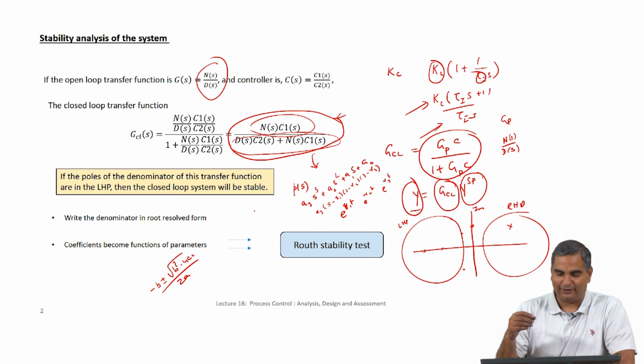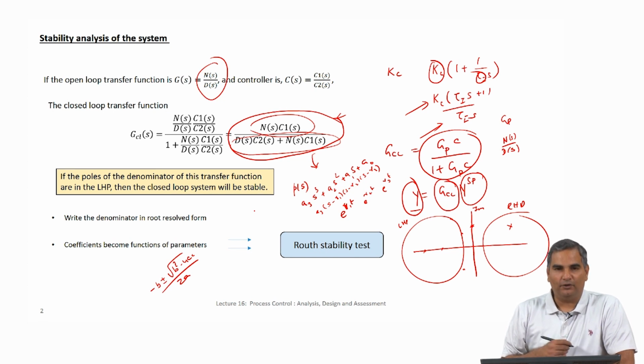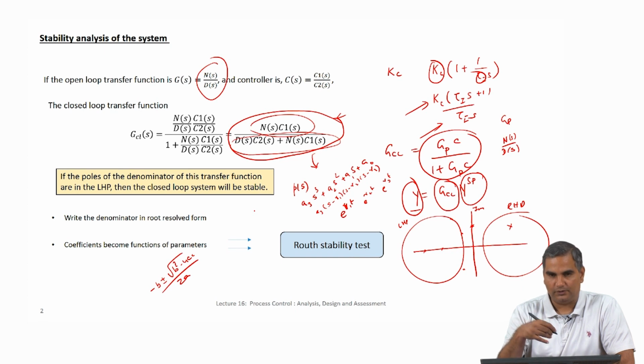So, it looks like it is a very interesting mathematical problem, and the nice thing is that there is a solution to this, which is called the root stability test. So, what I am going to do is explain this root stability test in terms of the procedure and the rules that you should follow to do this root stability.